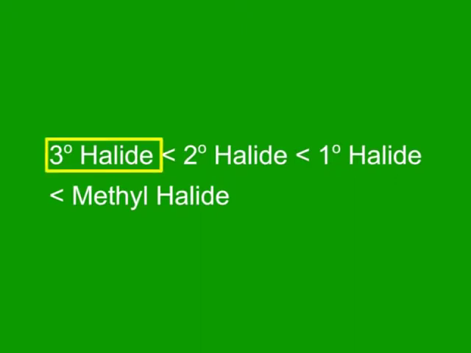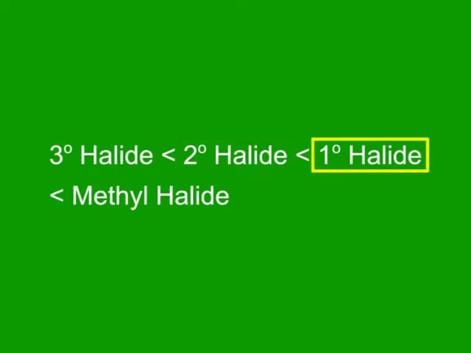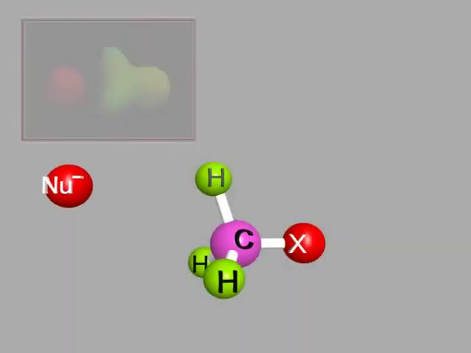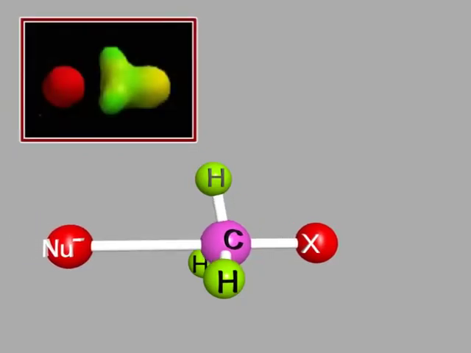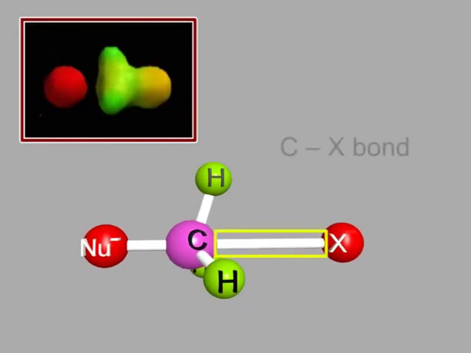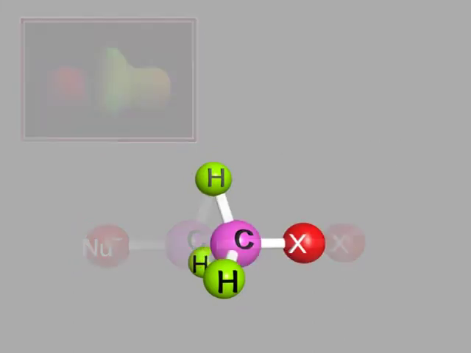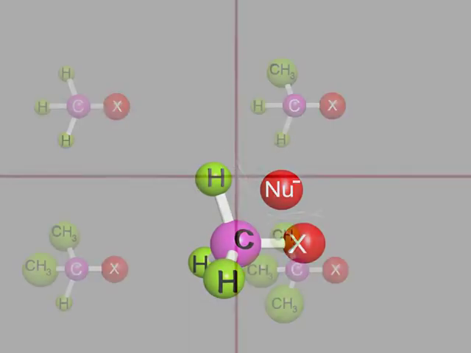3-degree halide is less reactive than 2-degree halide, which is less reactive than 1-degree halide, which is less reactive than methyl halide. In SN2 reactions, the nucleophile has to approach the tetrahedral carbon involved in carbon-halogen bond, that is C-X bond. The presence of bulky groups around the carbon atom hinders the attack of the nucleophile.